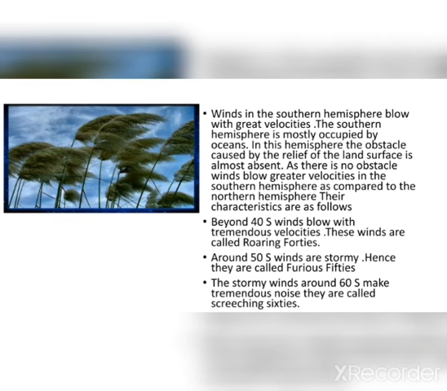Their characteristics are as follows. Beyond 40 degrees south, winds blow with tremendous velocity. These winds are called roaring 40s. Around 50 degrees south, winds are stormy. Hence, they are called furious 50s. The stormy winds around 60 degrees south make tremendous noise and hence they are called screeching 60s.